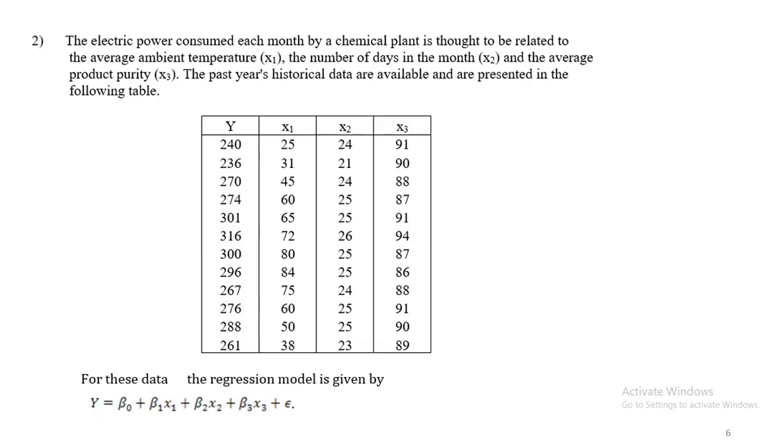And for these data, the regression model could be written as y is equal to beta naught plus beta 1 x1 plus beta 2 x2 plus beta 3 x3 plus epsilon.